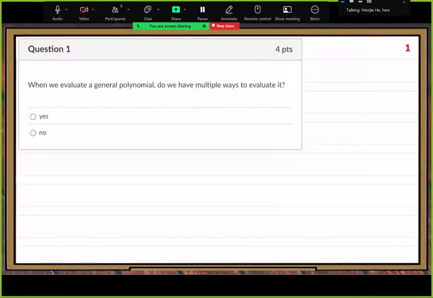The first question: when we evaluate a general polynomial, do we have multiple ways to evaluate? Yes, at least two ways. One is brute force. The second is Horner's rule for the general case. Easy question: brute force and Horner's rule. Repeated squaring, yeah, you can say that too.